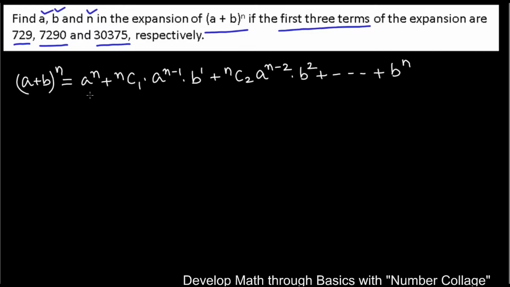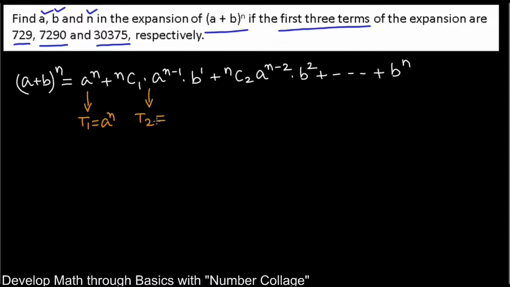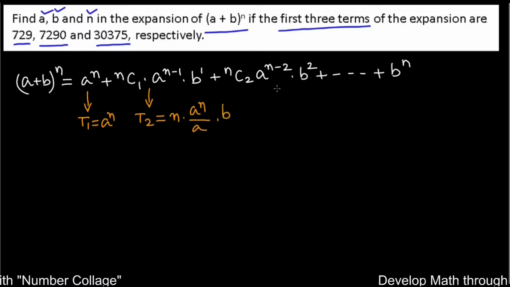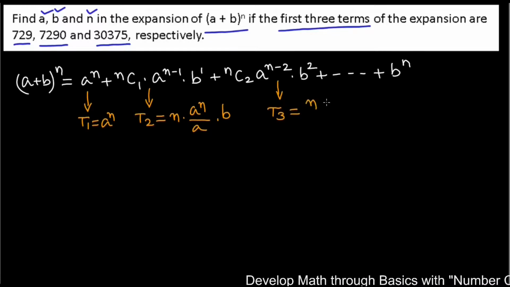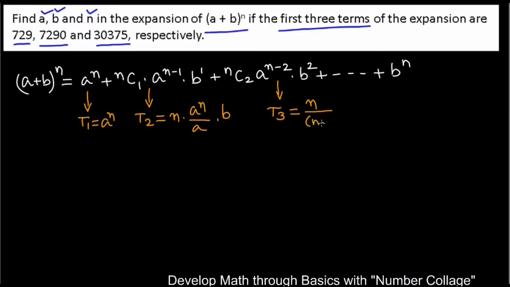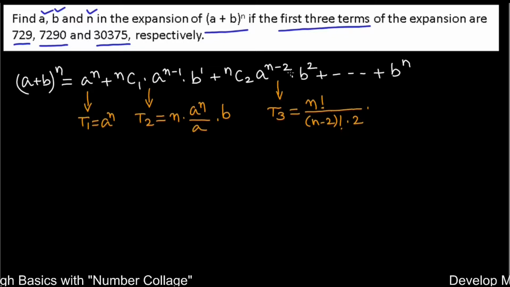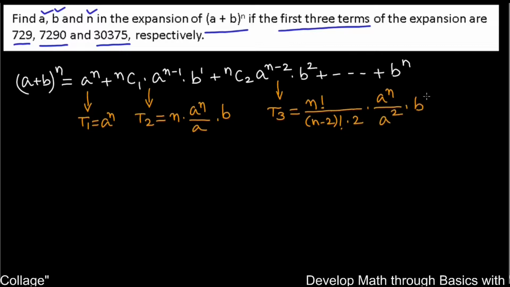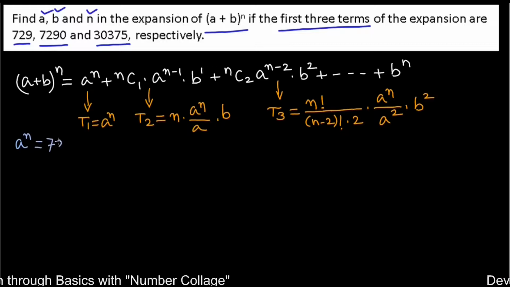Here the first term t1 is a^n, the second term t2 is nC1, which is n. We write this a^(n-1) as a^n upon a, into b, and the third term t3 is nC2, which will be n factorial upon (n-2) factorial into 2 factorial, into this a^(n-2) we will write a^n upon a squared, into b squared. Now we are given the first term a^n equals 729.